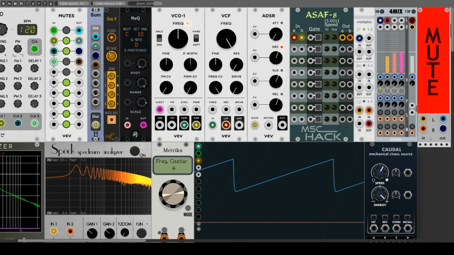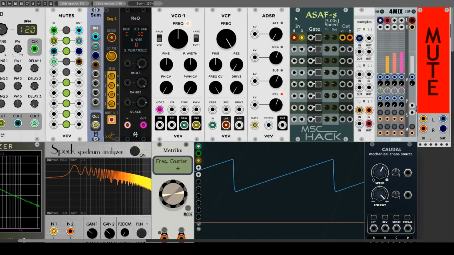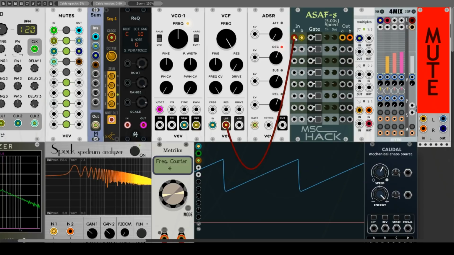The AS-AF8 autofader from MSC Hack is listed under Attenuator, and its task is to fade a signal in and out. This can be a stereo signal as well as a mono signal, and in principle it does not have to be an audio signal. The module has 8 identical independent units. Each unit has 2 inputs and 2 assigned outputs.